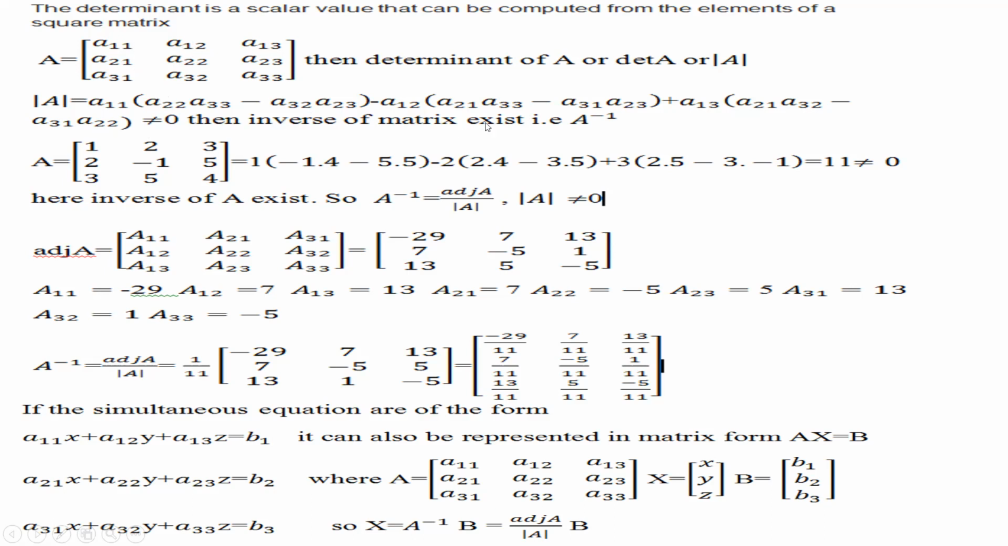Then the inverse of the matrix exists, then A inverse. If the determinant is not equal to 0, then the inverse of the matrix exists. Otherwise, A inverse will not be there. So if the determinant of any matrix is equal to 0, then A inverse will not exist.